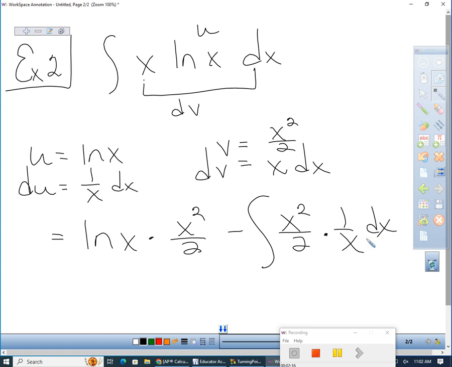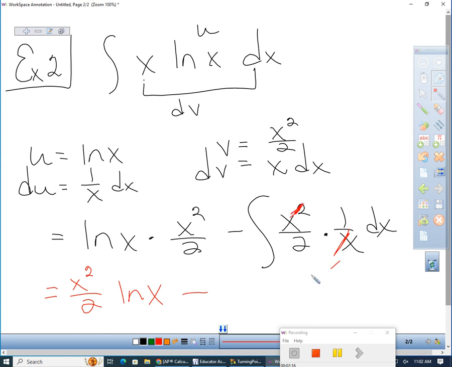What do you notice? Yeah, we can reduce that. When we do it that way, we can reduce our x squared and our x. So we can cross out this x with the 1 here. So really, I just have to do the antiderivative of 1/2 x. So I have, and I'm going to flip this around so it's in the front, x squared over 2 natural log x minus, what is the antiderivative of x over 2? Remember, we add 1 to the exponent.